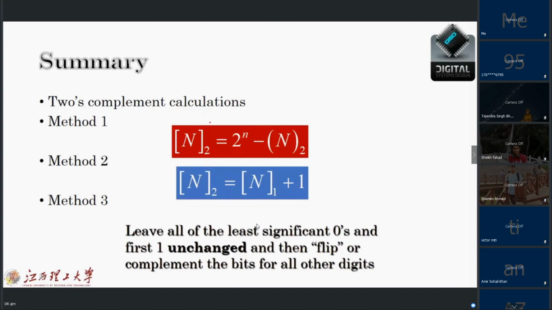We have some more methods, suppose like this. We can have the formula of 2 raised to n minus N with base of 2. Another one is that we can leave all the least significant zeros and the first one unchanged and then flip or complement the bits for all the rest. I just prefer this method. 2's complement is nothing but 1's complement plus 1. Simple, direct, and best way.